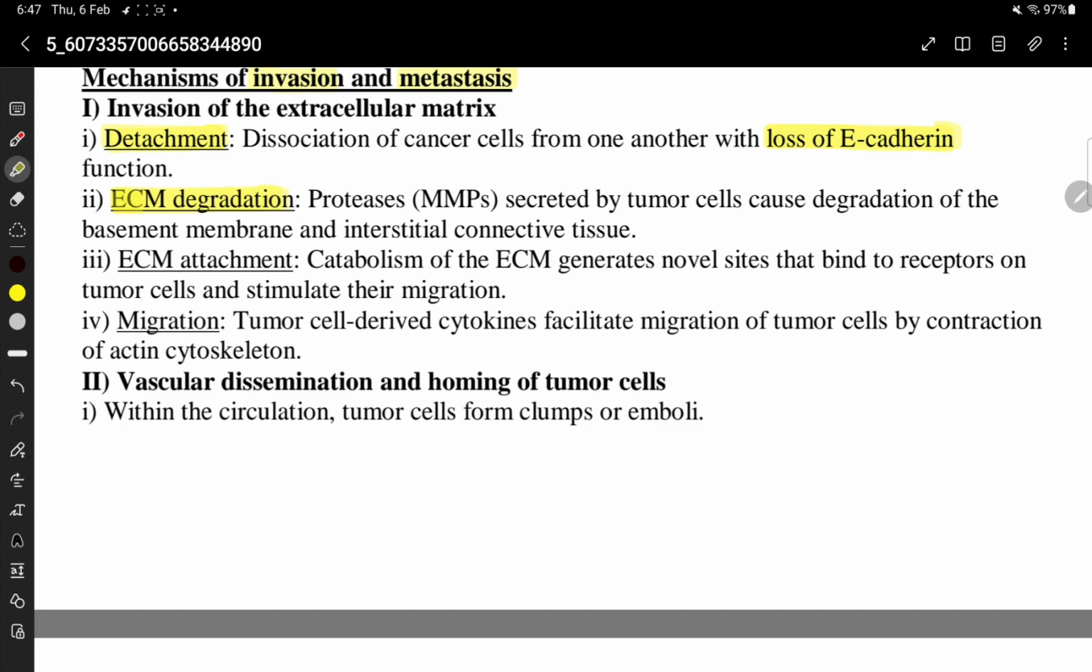ECM degradation: proteases, that is MMPs, secreted by tumor cells cause degradation of the basement membrane and interstitial connective tissue.